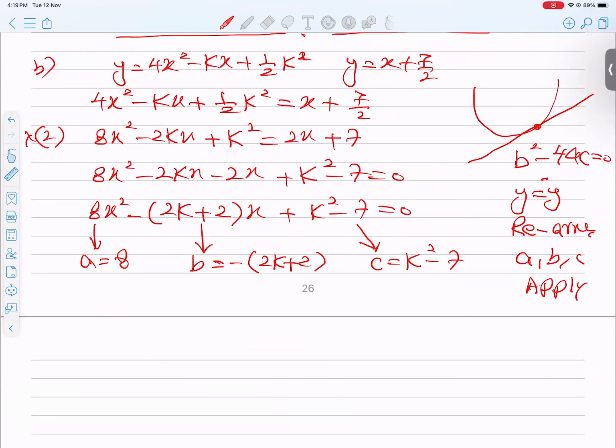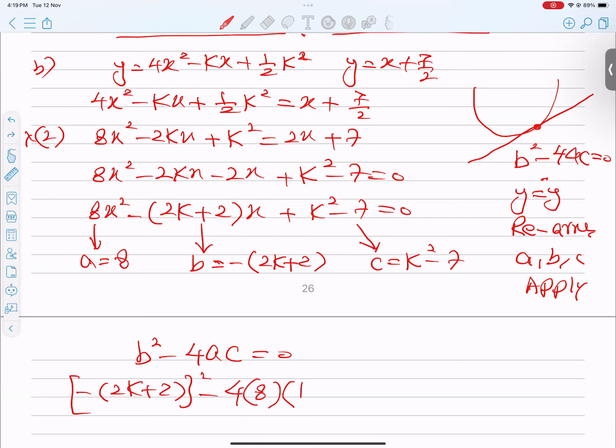And now I'm going to apply what he said: as a tangent, B squared minus 4AC equals 0. So this value will come here. Let me write it here: 2k plus 2 whole squared. The A value is coming from here, 8. And the C value is coming from here, k squared minus 7.